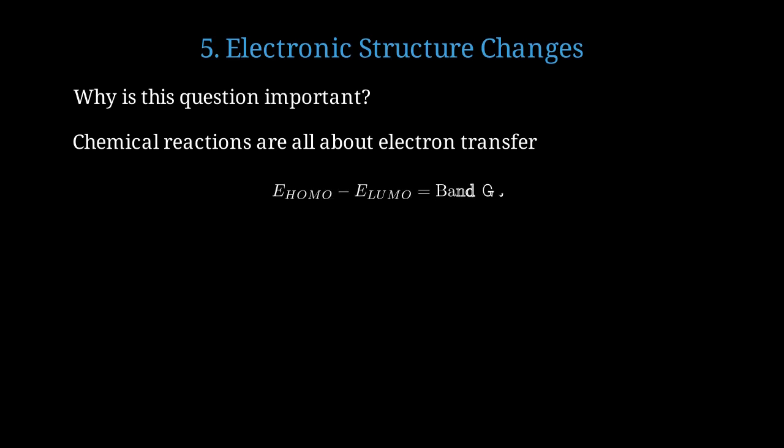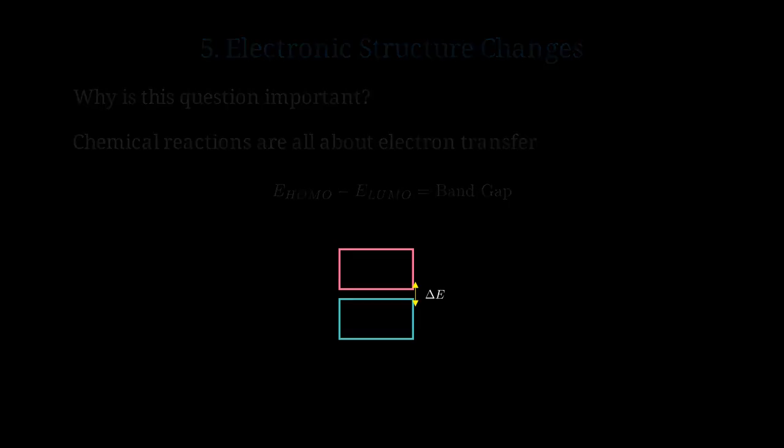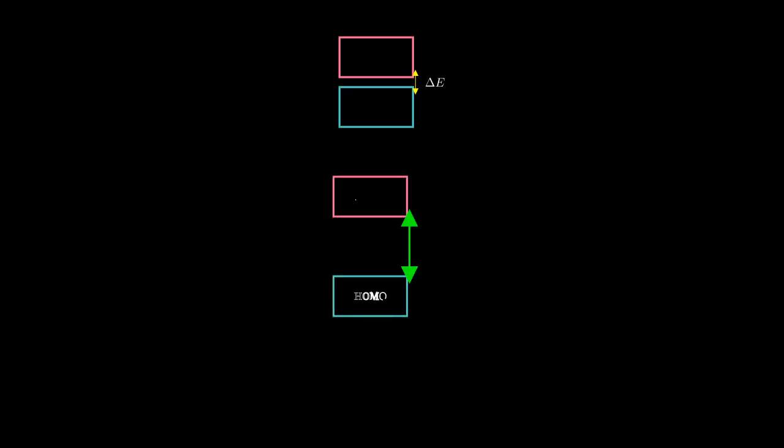The gap between the highest occupied and lowest unoccupied molecular orbitals determines how easily electrons can participate in reactions. In bulk gold, this gap is essentially zero, making electron transfer energetically unfavorable. But in gold nanoparticles, the gap opens up significantly, creating optimal conditions for electron transfer in catalytic reactions.